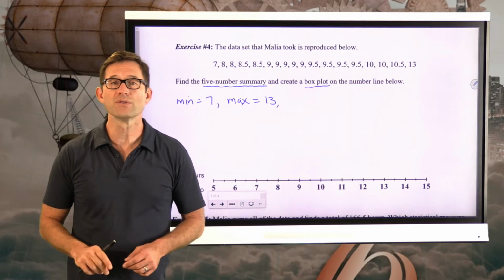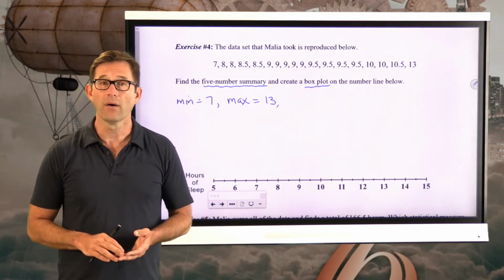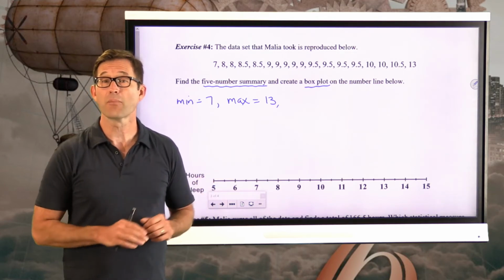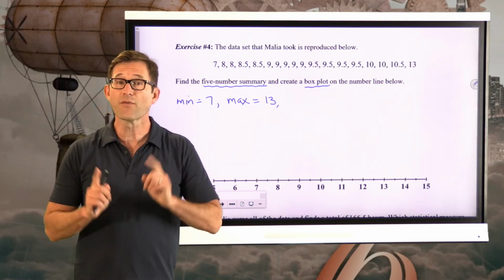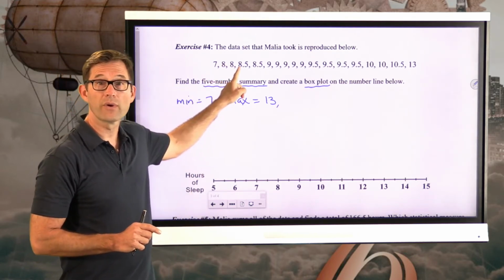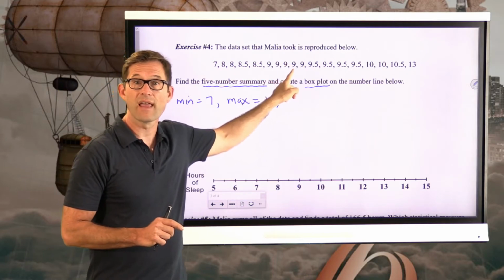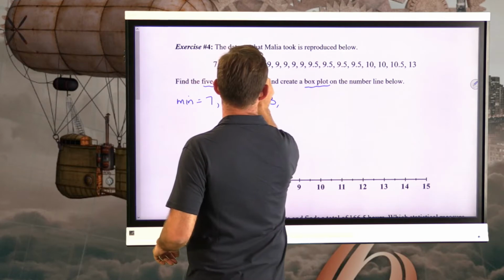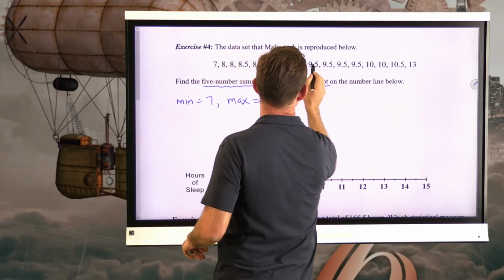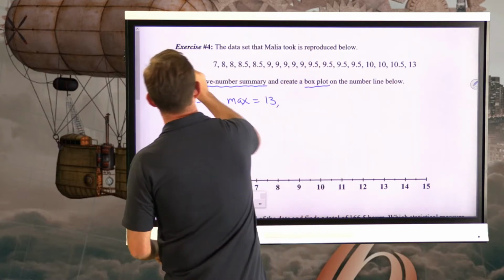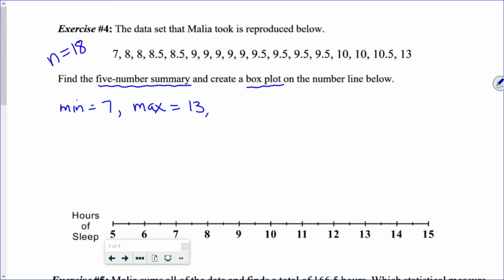Now the other 3 numbers are the median, the first quartile, which is the median of the lower half of the data, and the third quartile, the median of the upper half of the data. So let's first find the median. Now, how many data points did we have? 1, 2, 3, 4, 5, 6, 7, 8, 9. Whoops, now I lost count. All right, 1, 2, 3, 4, 5, 6, 7, 8, 9, 10, 11, 12, 13, 14, 15, 16, 17, 18. So let me write that down right here. There are 18 total values, okay?